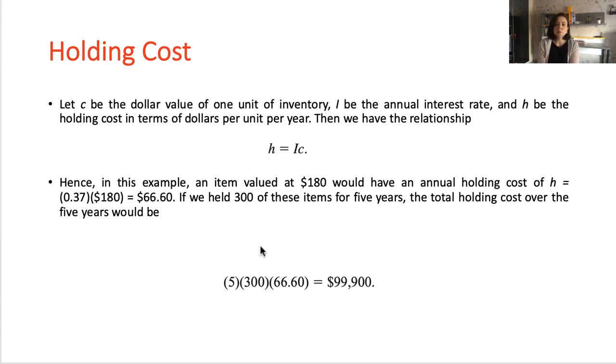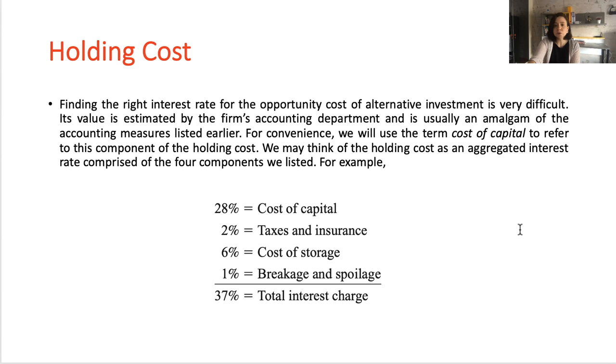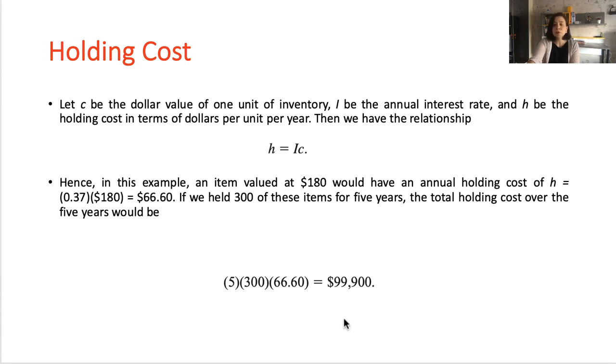For example, if the item is valued at $180, then according to this interest charge for the holding cost, we will obtain H as $66.6 for 1 year. If we have 300 of these items for 5 years, then the total holding cost over the 5 years would be approximately $100,000.